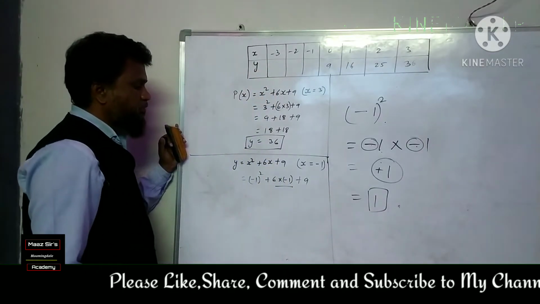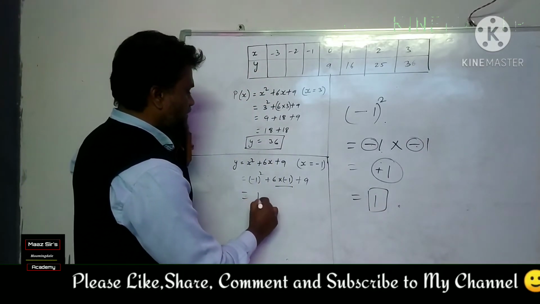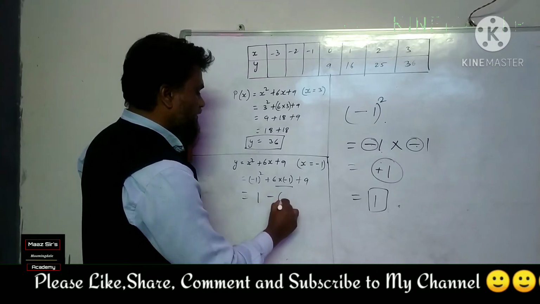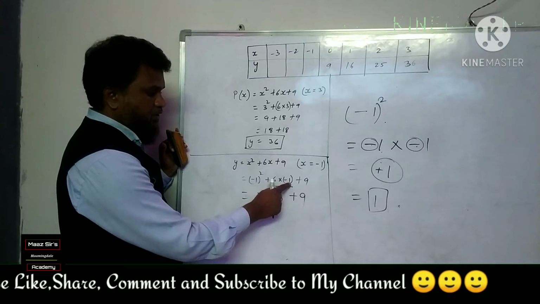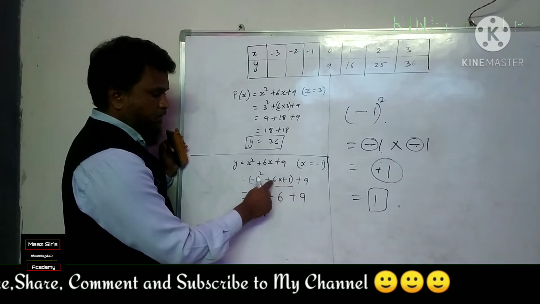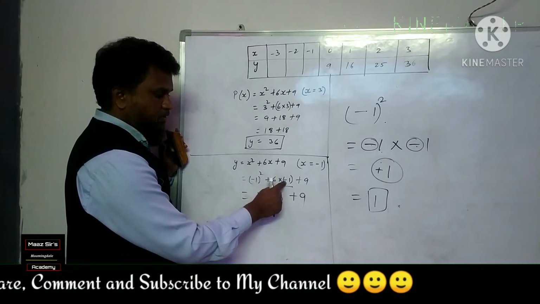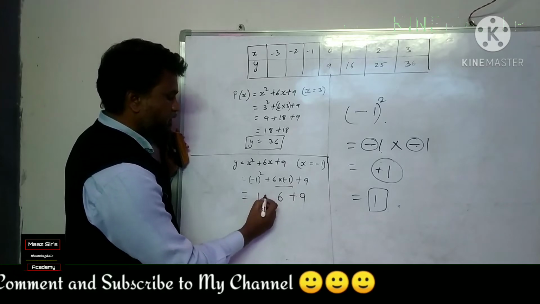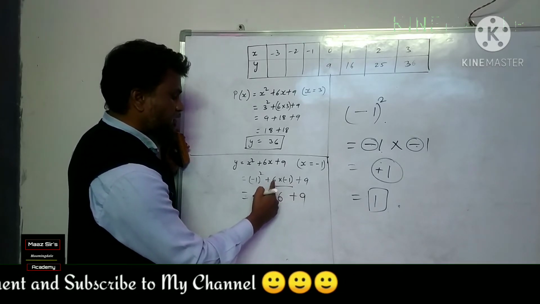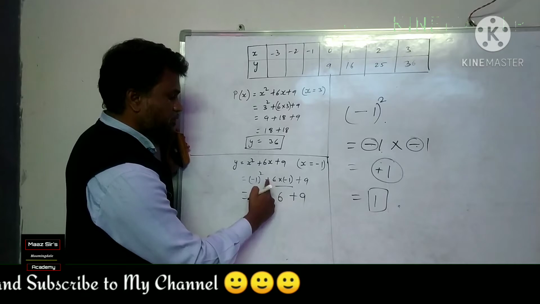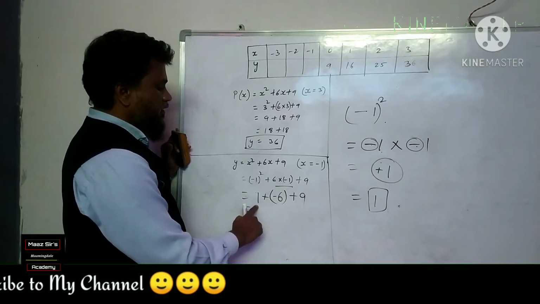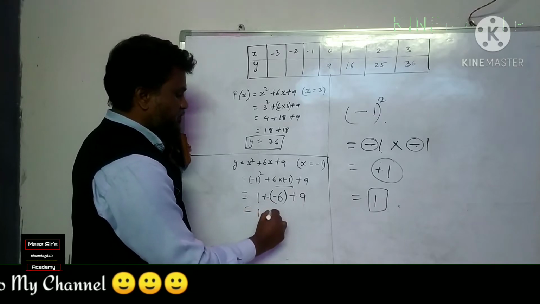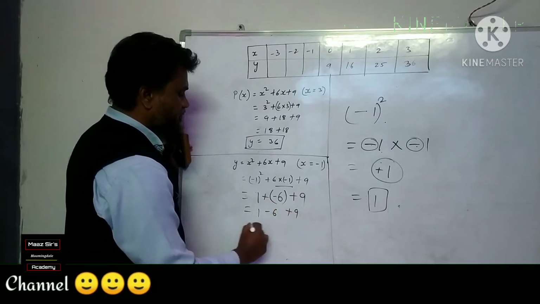So here you have to remember that this value is 1 minus 6 plus 9. Why? Because 6 into 1 is 6. Plus into minus, or I will write like this. So this plus 6 into 1, 6. Plus into minus, minus. Now simplify. Plus into minus, minus 6 plus 9.